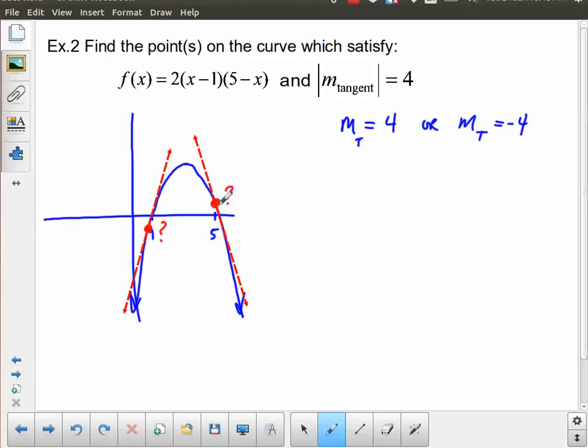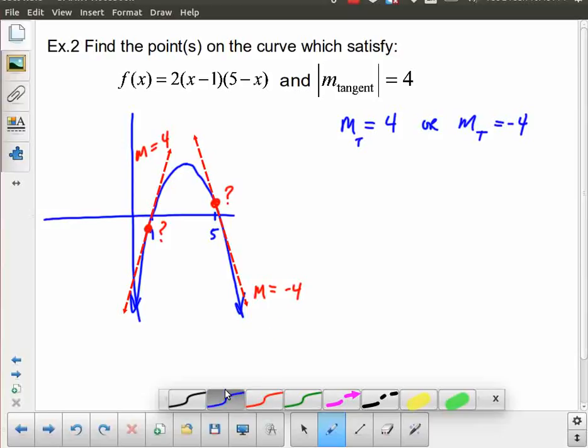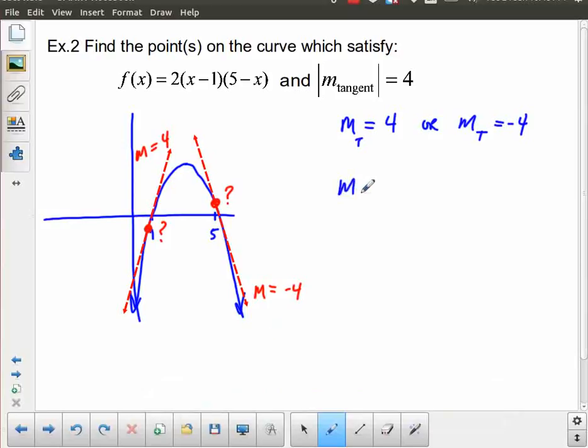But what I'm trying to say here is, I don't really know from this very rough sketch where these slopes of positive and negative 4 actually occur. Slope of negative 4 there, a slope of positive 4 there. So the way that I do that is I remember the relationship is that the slope of the tangent is equal to the derivative of the function.